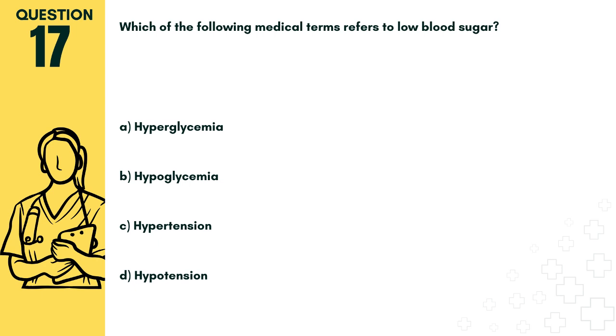Question 17. Which of the following medical terms refers to low blood sugar? A. Hyperglycemia. B. Hypoglycemia. C. Hypertension. D. Hypotension.